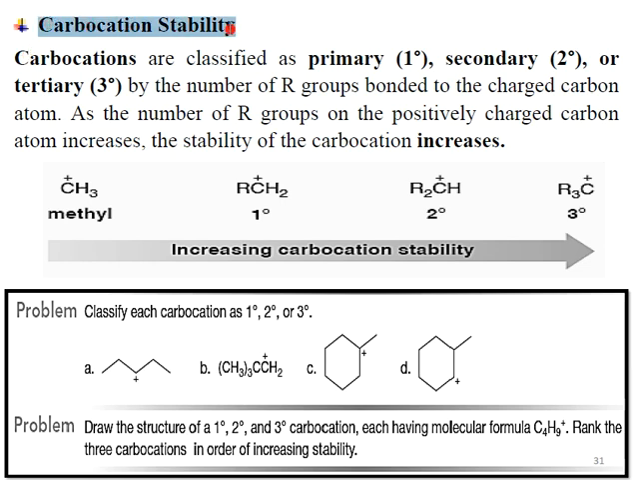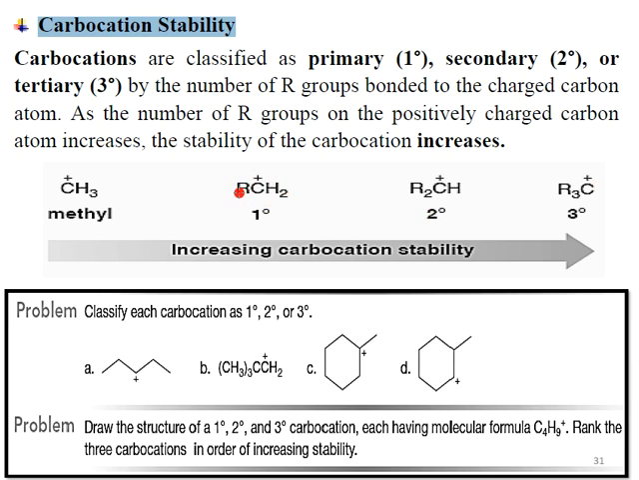Carbocation stability: look at this, methyl positive charge, primary carbocation, secondary carbocation, tertiary carbocation. Carbocations are classified as primary, secondary, and tertiary by the number of R groups bonded to the charged carbon atom. As the number of alkyl groups on the positively charged carbon atom increases, the stability of the carbocation increases. That means with more R groups, the positive charge will be more stable. With fewer alkyl groups, the carbocation will be less stable.